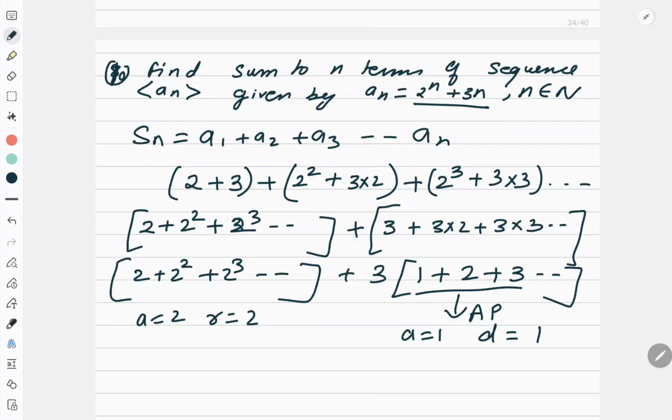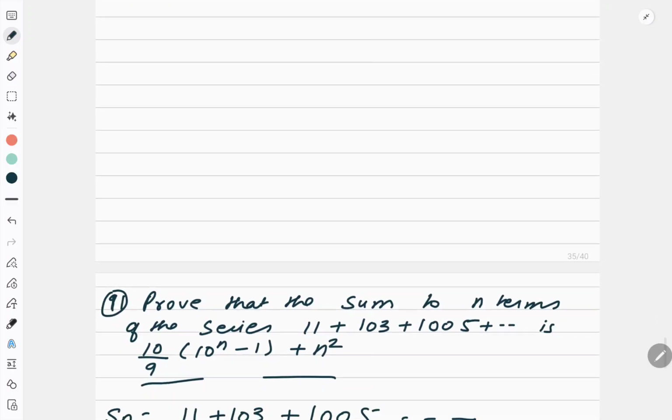Or you can say it is a sum of natural numbers, and we know that the sum of natural numbers is n into n plus 1 upon 2. So that also you can use, or you can use the sum formula of AP also. Right? So from this, if you apply the formula of sum of GP, you will get 2 to the power n minus 1 plus 3 into n into n plus 1 upon 2. That is sum of AP you apply, or sum of natural numbers you should remember when you are preparing for competitive exams. Okay. So let's move to the next question.